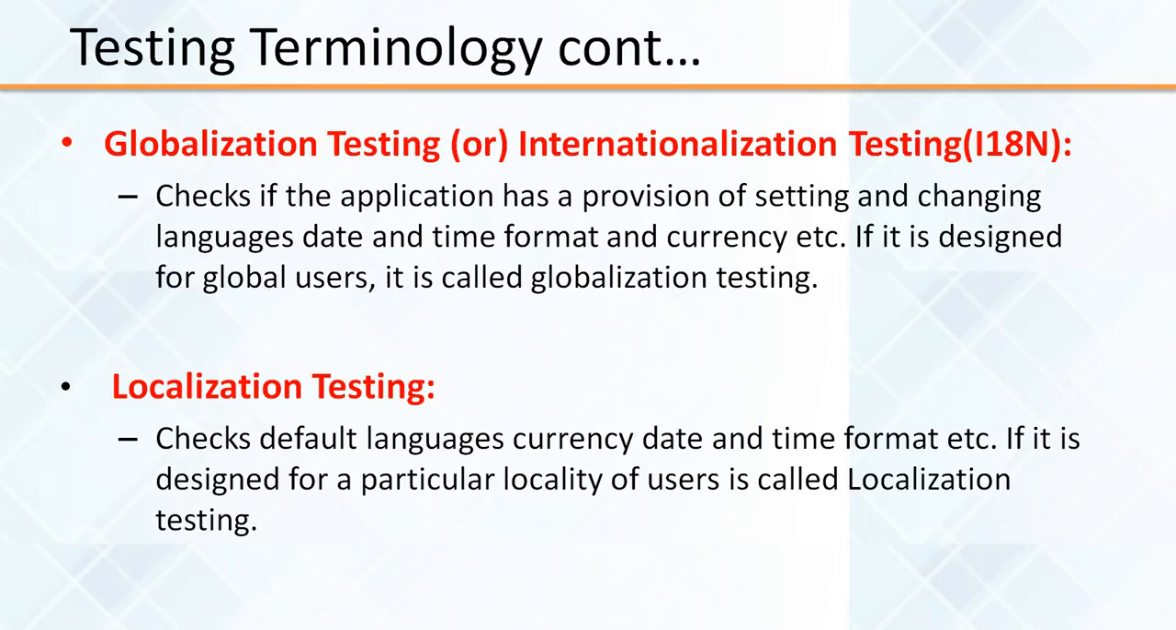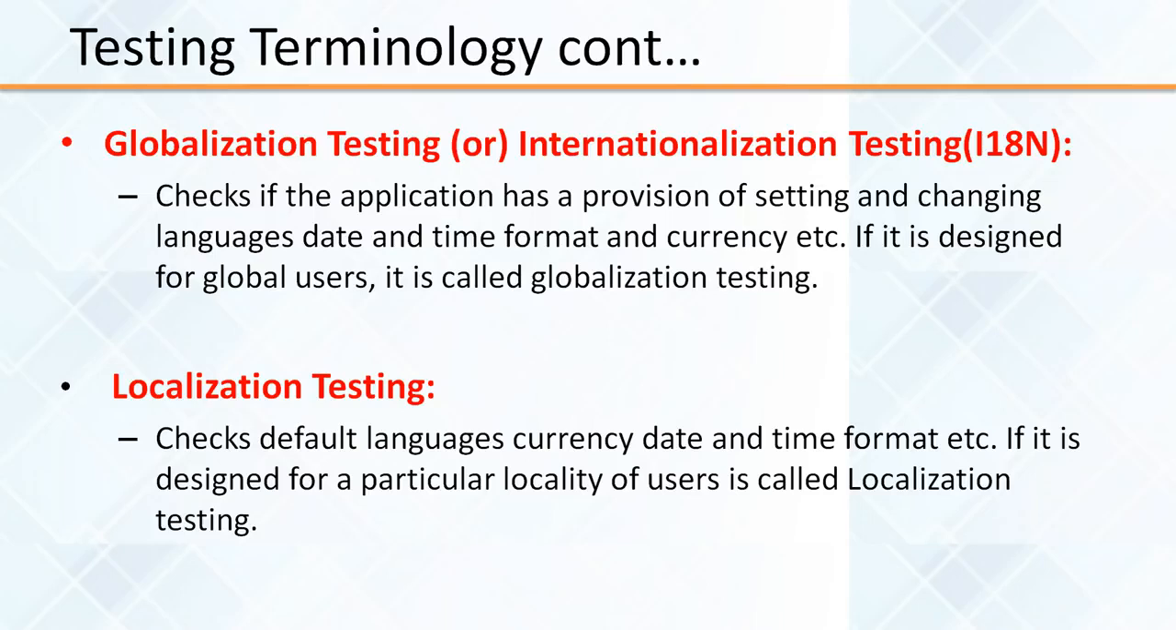Next one is localization testing. Localization testing is basically checking whether our application is working according to our local languages or not. It checks the default language, currency, date, time format, etc. So time format is different, currency format is different, language is different, so that we need to verify. Suppose our application is designed for a particular locality, for example only for India, then the date format will be different and the currency should be different. Suppose the same application is developed for multiple countries, then we need to verify that all the currencies are supported or not, and all the date formats are correctly aligned or not.